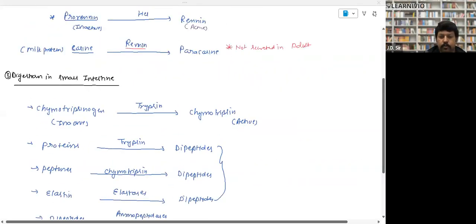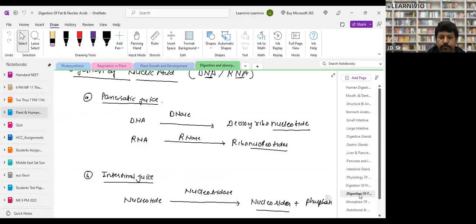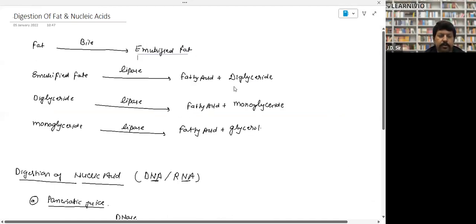So this was the digestion of protein. Now come to the next part, that is digestion of fat. Digestion of fat does not take place in the stomach or in the mouth, because fat is digested by bile. Bile juice is secreted by the liver. We have studied that fat is converted by bile into emulsified fat.